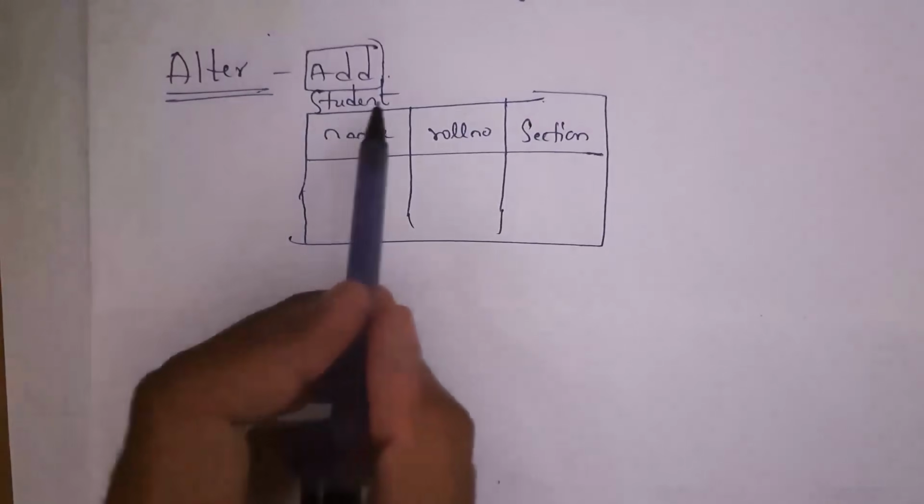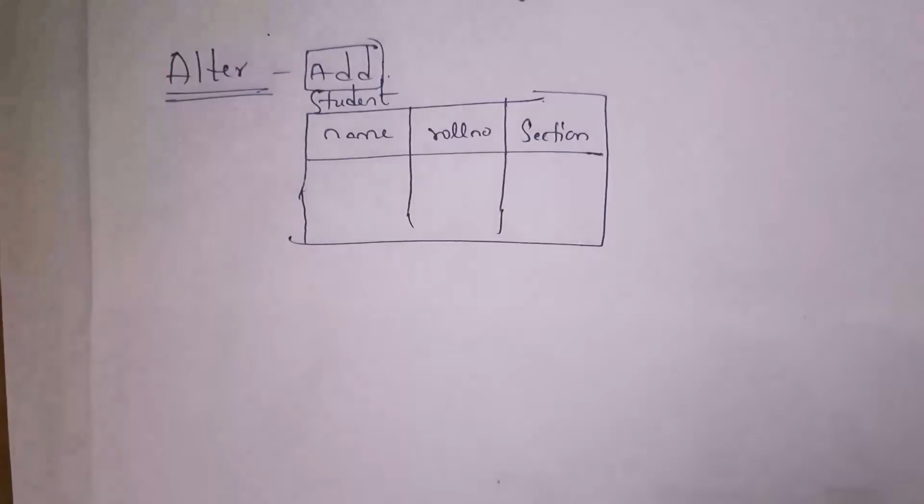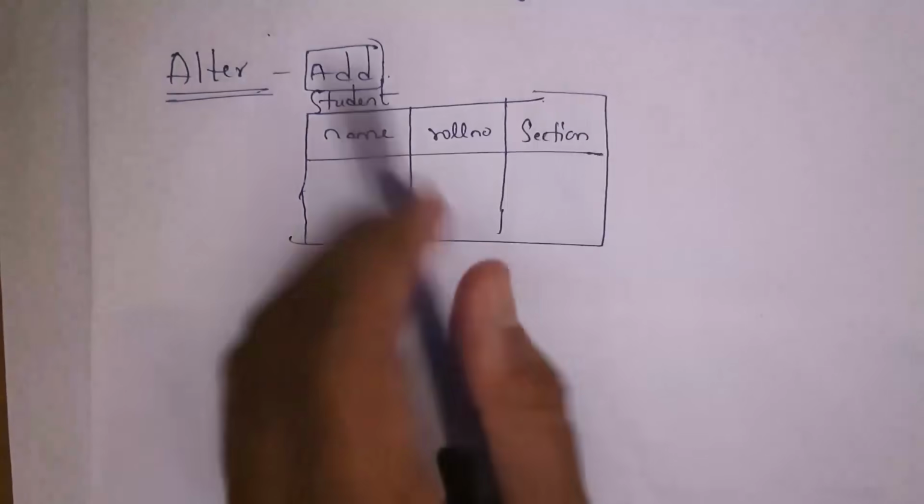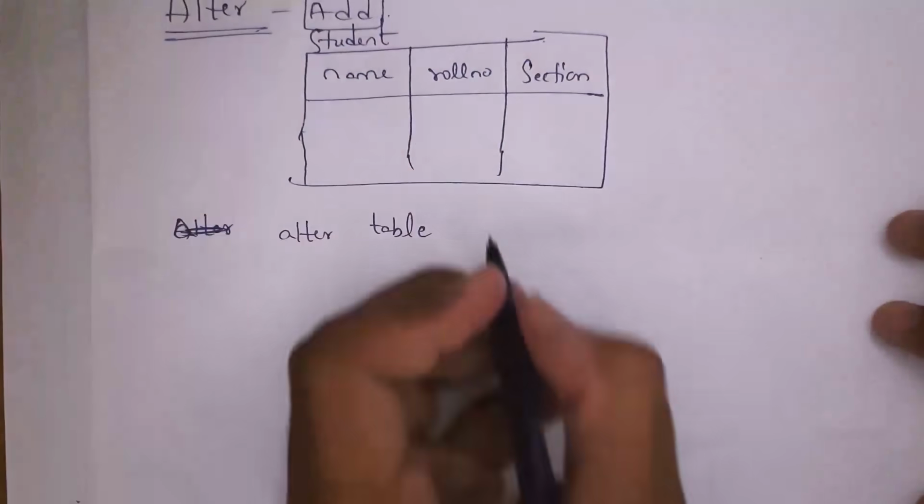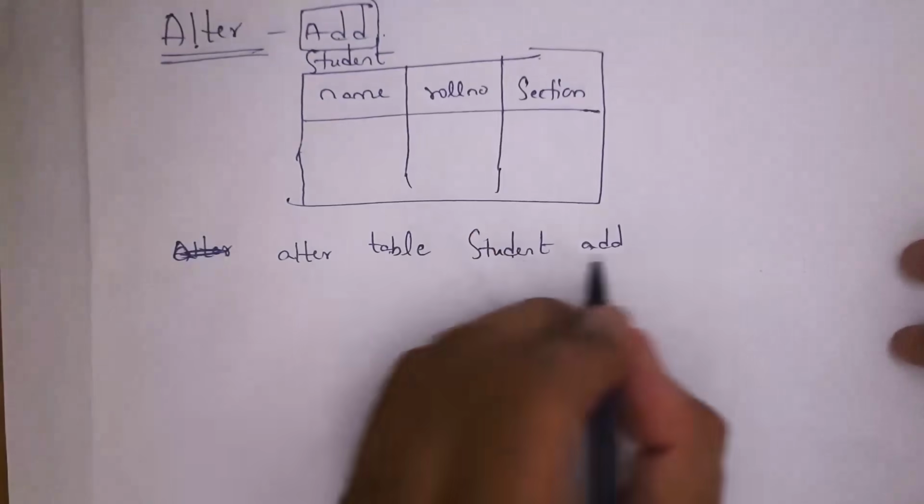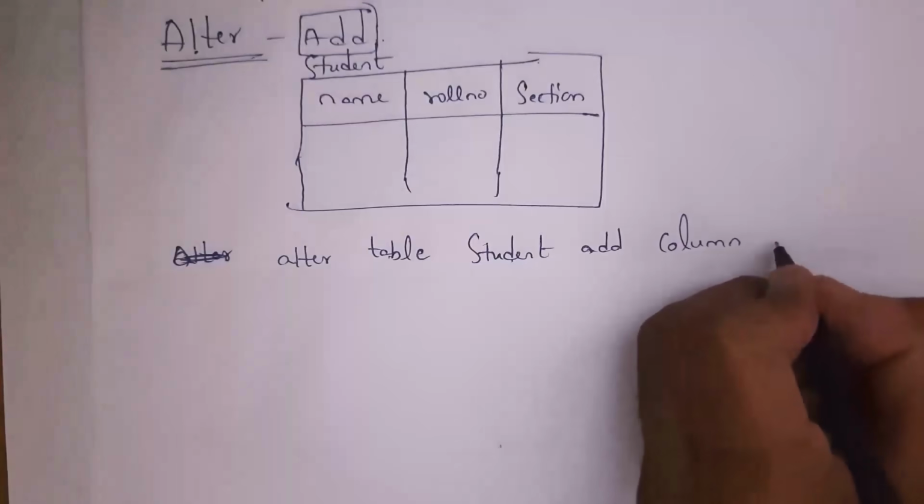For example, there is a student table. In this student table, there are 3 columns: name, roll number, section. Now I want to add one new column, that is age. I want to add the age column to this table. So just write here alter table and my table name is student. So alter table student, add column, here the column name. I want to add the age column, so just write here age.